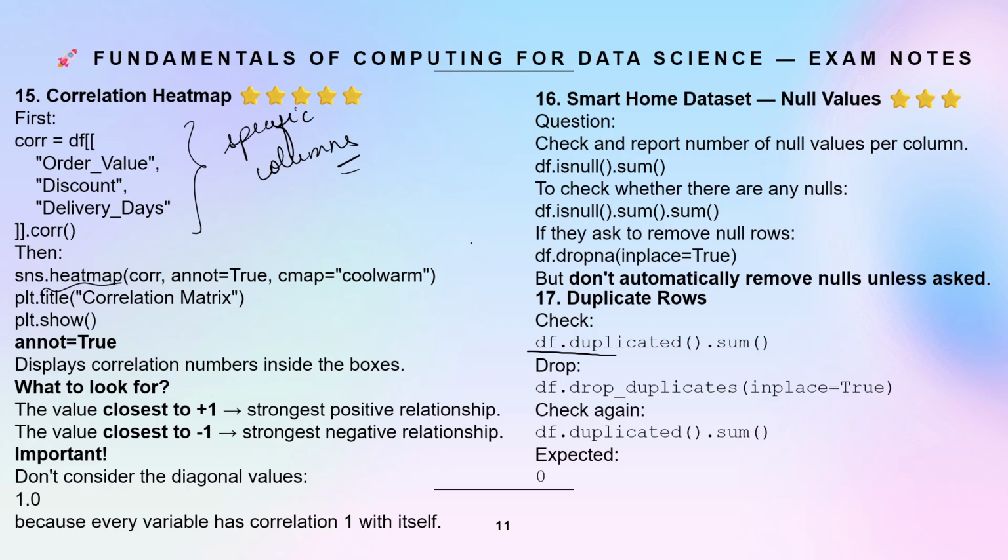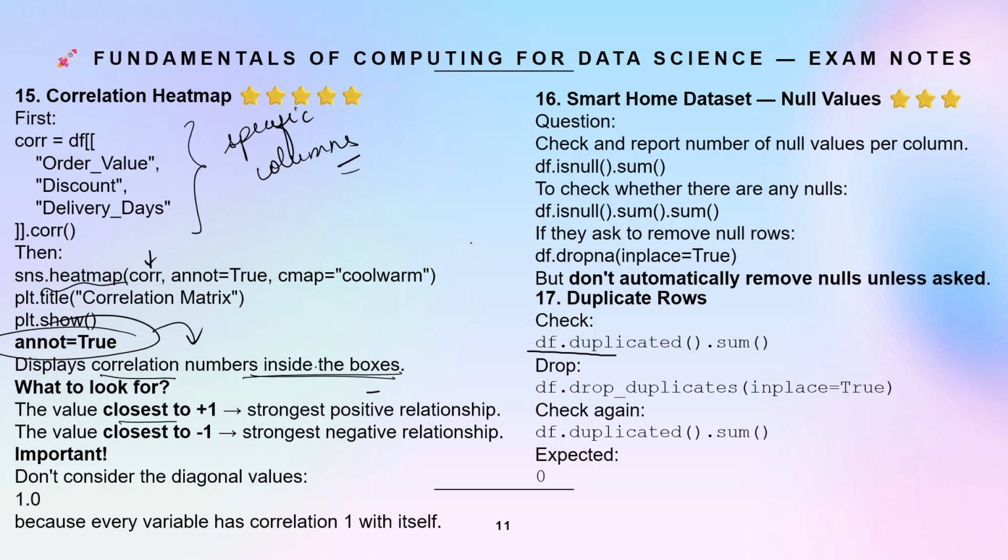Then you create the heat map using sns.heatmap, where you put the correlation matrix. Then annot is equal to true, to display correlation numbers inside the boxes. annot equal to true is used for numbers inside the boxes. This helps in getting to know what is the correlation number associated with each box.